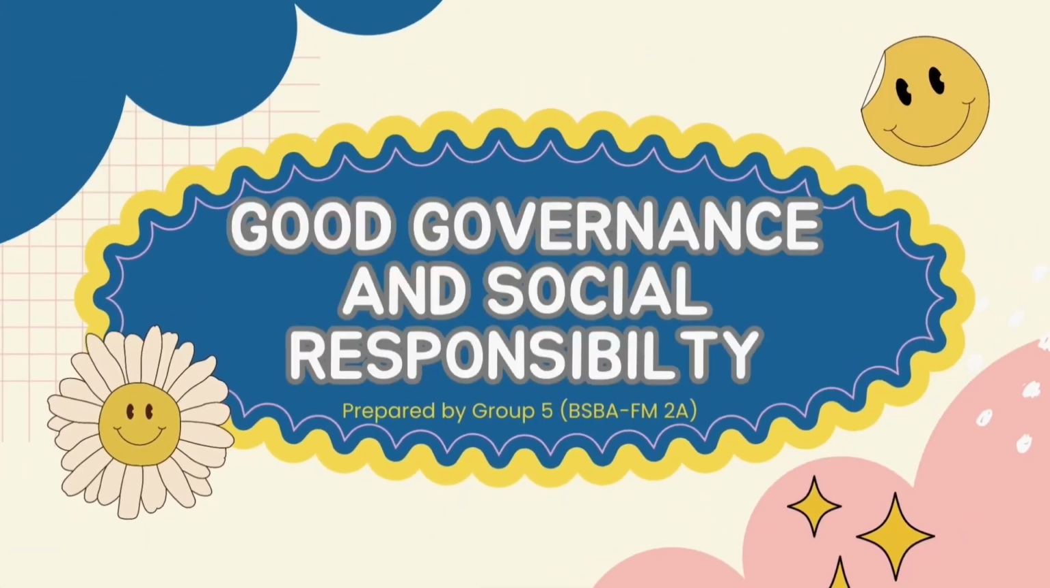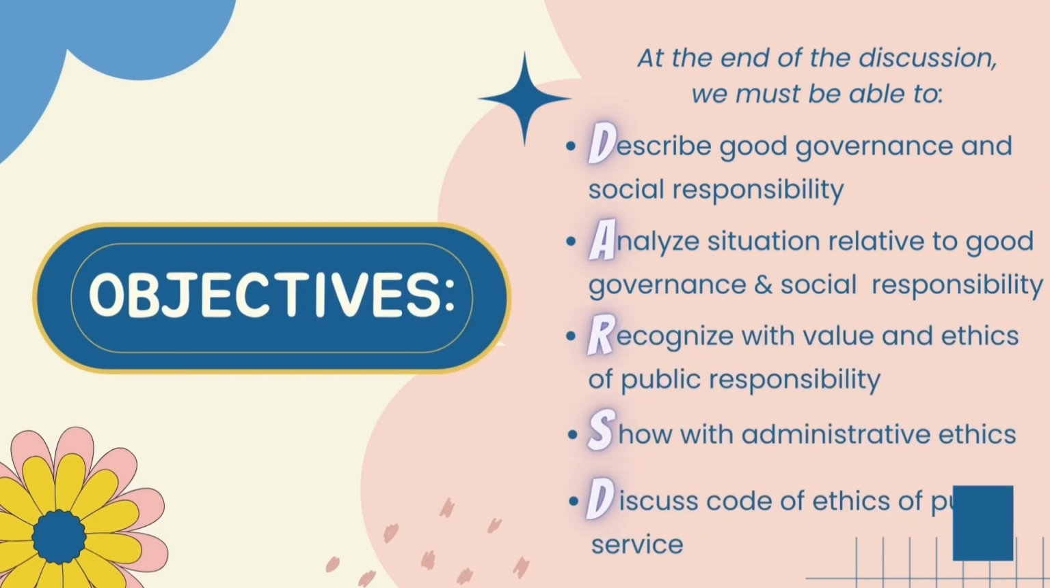A pleasant day, everyone. For today's lesson, our group will discuss the first topic in our final period, which is Chapter 5, and it is entitled Good Governance and Social Responsibility. But before we proceed to our main lesson, let us first read the objectives for this meeting.